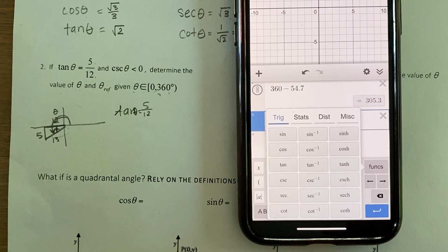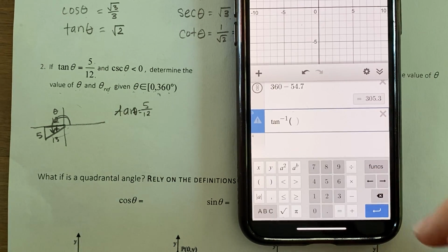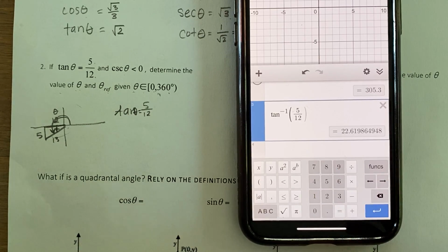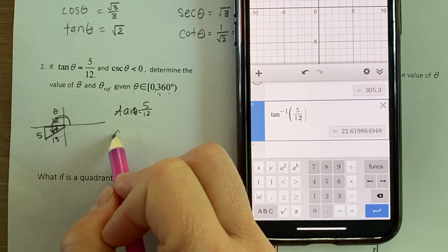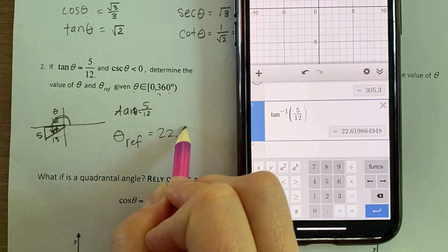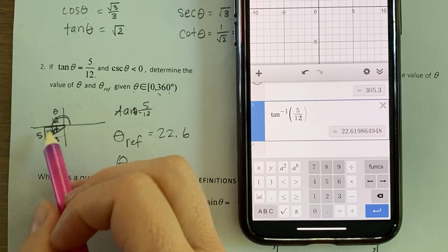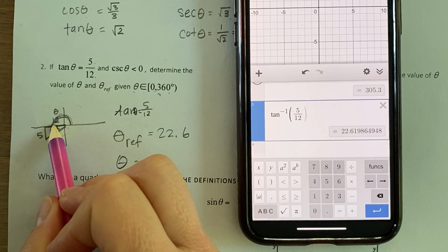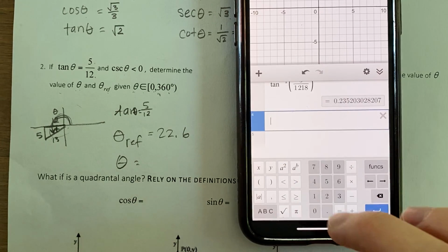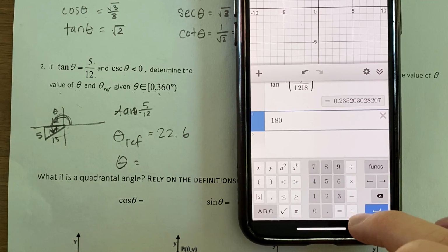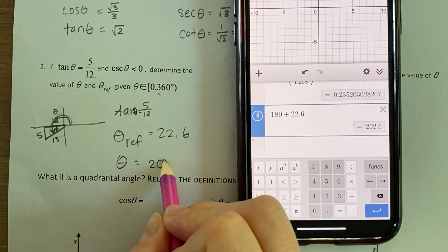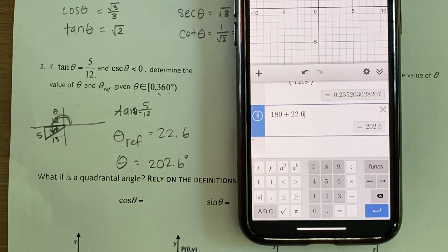So I go to functions, inverse tangent, because I'm trying to find the degree, 5 divided by 12. So that means the reference angle is 22.6. How do we figure out this? Well, this is 180 plus 22.6. Whoops, I did it again. Darn it. 180 plus 22.6. So we get about 202.6 degrees.